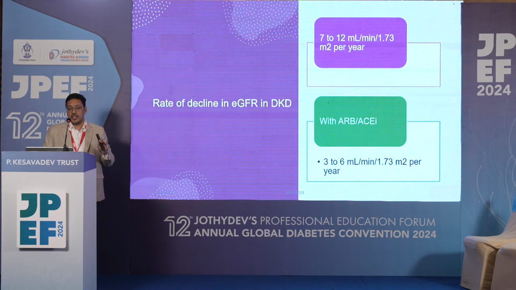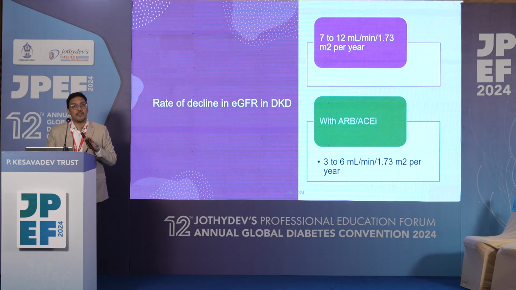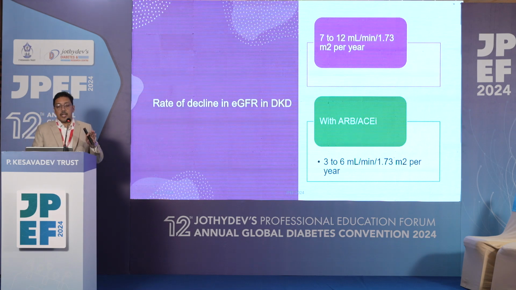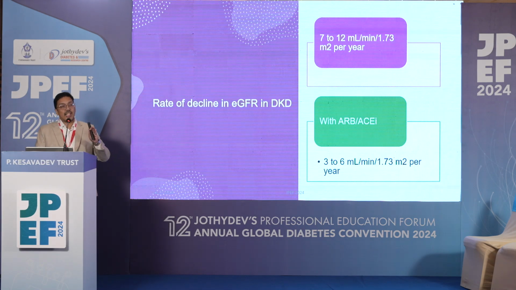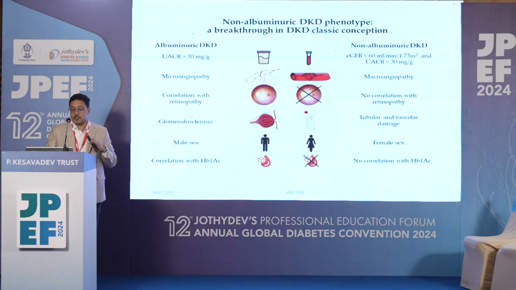Naturally in diabetes, the rate of decline in eGFR, you should know, is usually 7 to 12 ml per minute per 1.73 meter square per year. But when you introduce an ARB or ACE inhibitor in a patient with diabetes, it will come down to around 3 to 6 ml reduction in GFR per year.